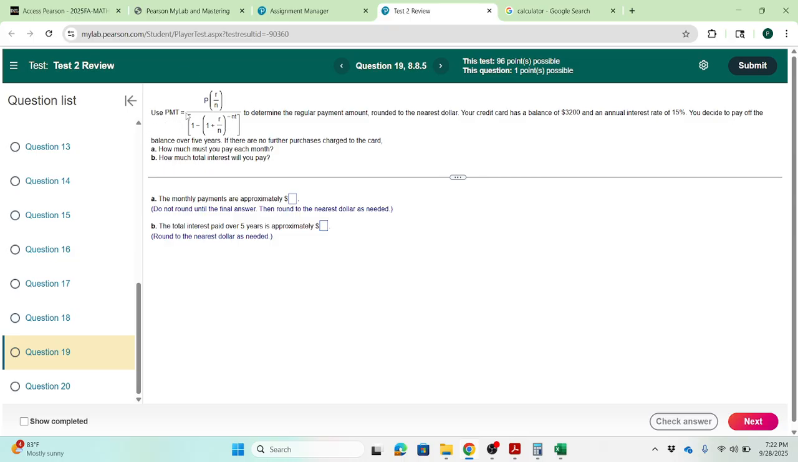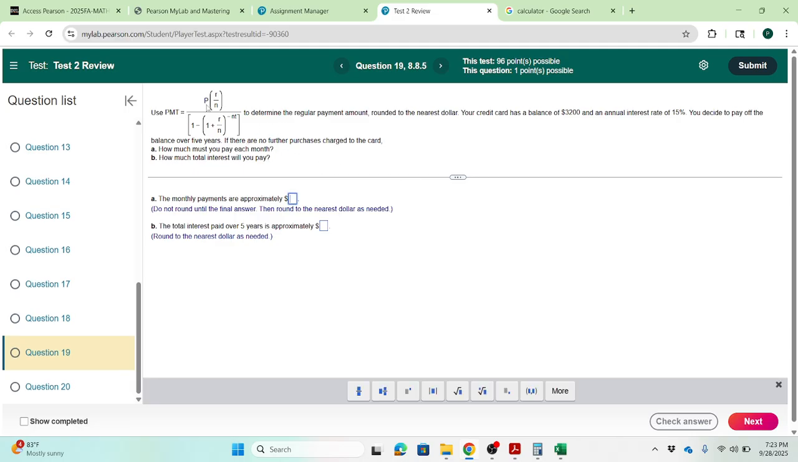Use PMT, which is the regular payment formula, to determine the regular payment amount rounded to the nearest dollar. Your credit card has a balance of 3,200 and an annual interest rate of 15%. You decided to pay off the balance over 5 years. If there are no further purchases charged to the card, how much must you pay each month?